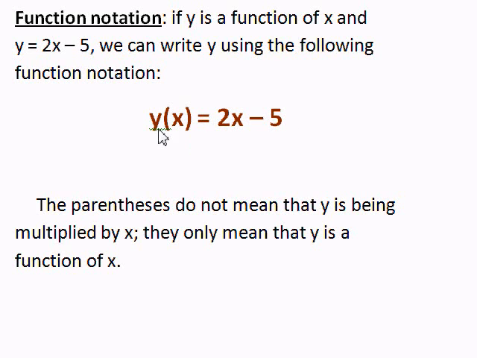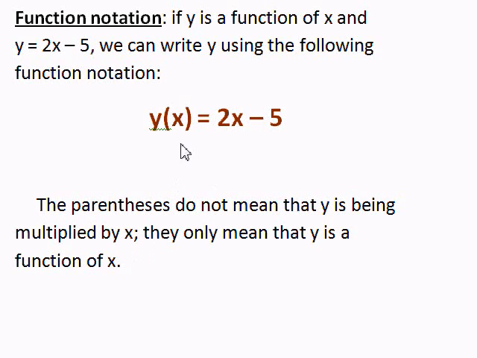The way we read this is y is a function of x, just like it was done in the definition, or rather, when I was explaining what function notation is. So y is a function of x, and what is that function? Well, that function is twice x minus 5. Note, the parentheses do not mean that y is being multiplied by x. They only mean that y is a function of x. Unfortunately, in math, they use parentheses over and over again to mean different things.